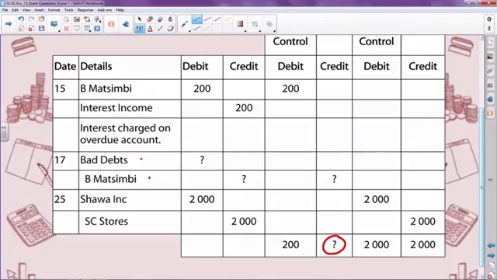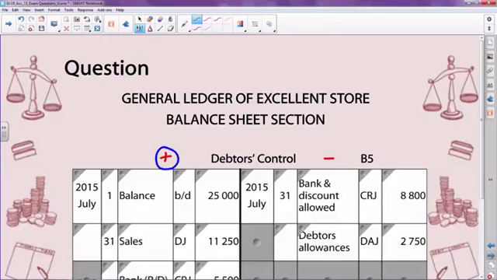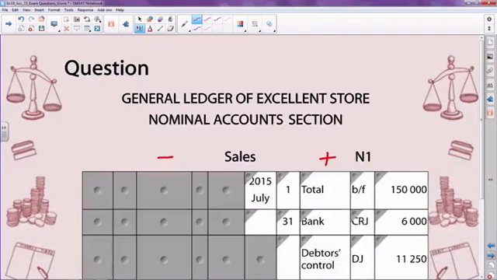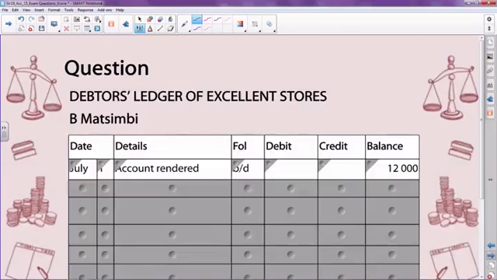So let's go and see. Again, the debtors ledger for Matsimbi will look like this, and I will always say plus minus equals, because it's a debtor and the debtor is an asset. Now, what's the best process of starting? I need to start with the first date of the month and then follow through.